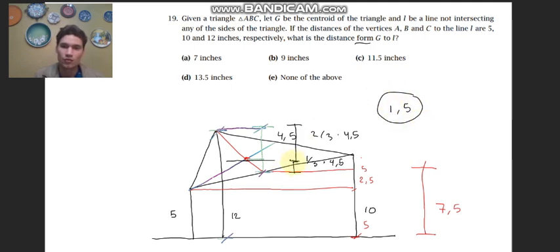So this is 1.5. If this from here to here, oh my god, I need to learn how to draw with this device. If this is 7.5, the total distance from the centroid to the line will be equal to 1.5 plus 7.5, which is 9 inches. And that's the whole exercise.